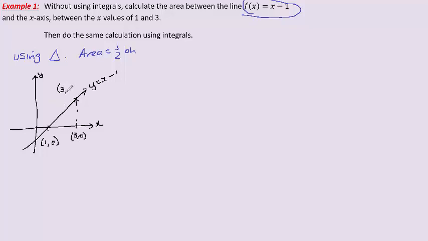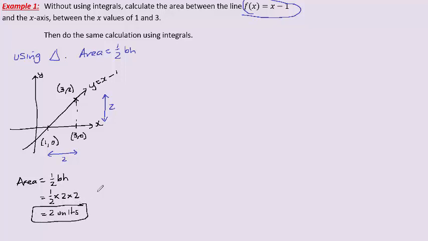3, 2. So if I look at this triangle, I can say the base here goes from 1 to 3, so that's got a distance of 2. And the height goes from the x-axis to a height of 2, and that's a distance of 2. So therefore, my area equals a half base times height, which equals a half of 2 times 2, which equals 2 units. And there's my solution geometrically.